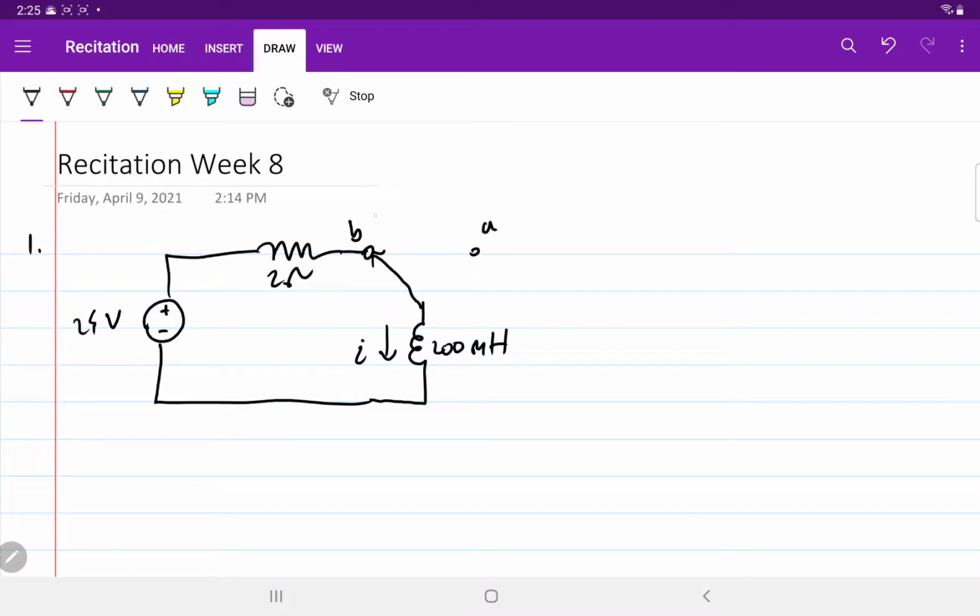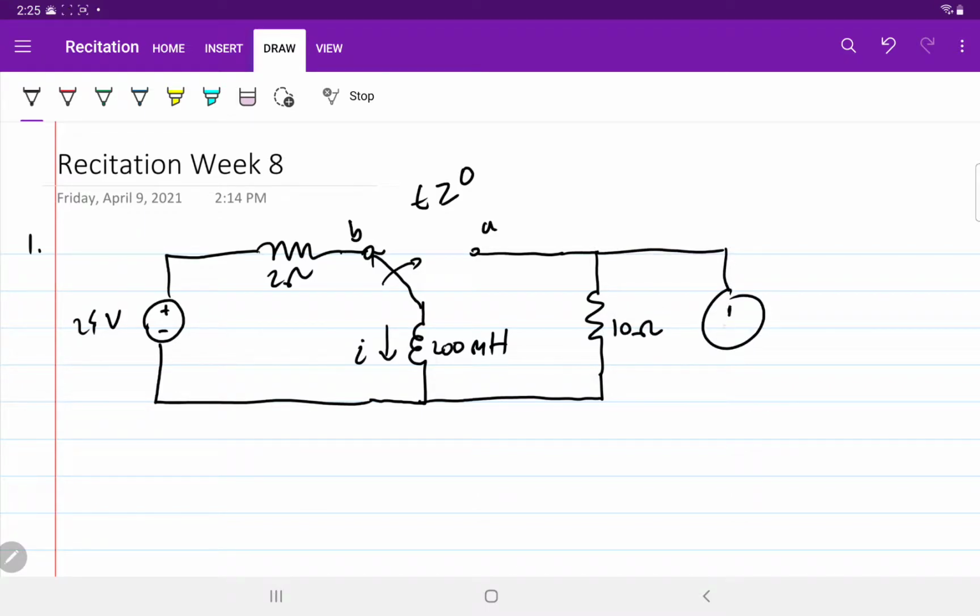At t less than 0, the switch is located at point B, but when t is greater than or equal to 0, the switch is moved to point A. Okay, and here we have another resistor, 10 ohms, and this time we have a current source instead of a voltage source, and it gives 8 amps.